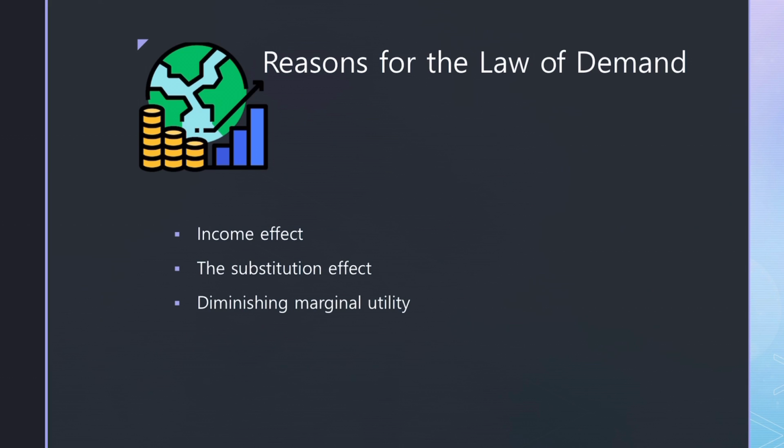And third, we have diminishing marginal utility. What is diminishing marginal utility? As more units of the same product are consumed, the satisfaction or utility from each additional unit decreases. As utility decreases, so does the price you are willing to pay. Thus, the price decreases as quantity demanded increases, as shown on the demand curve.